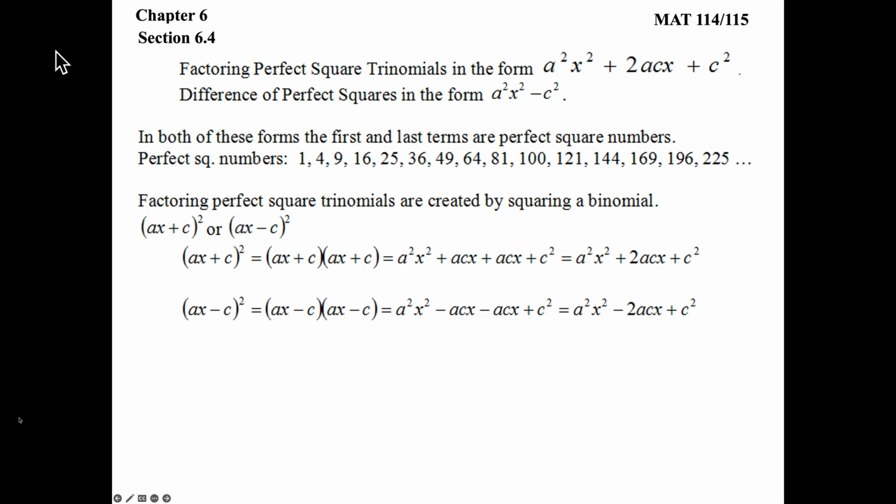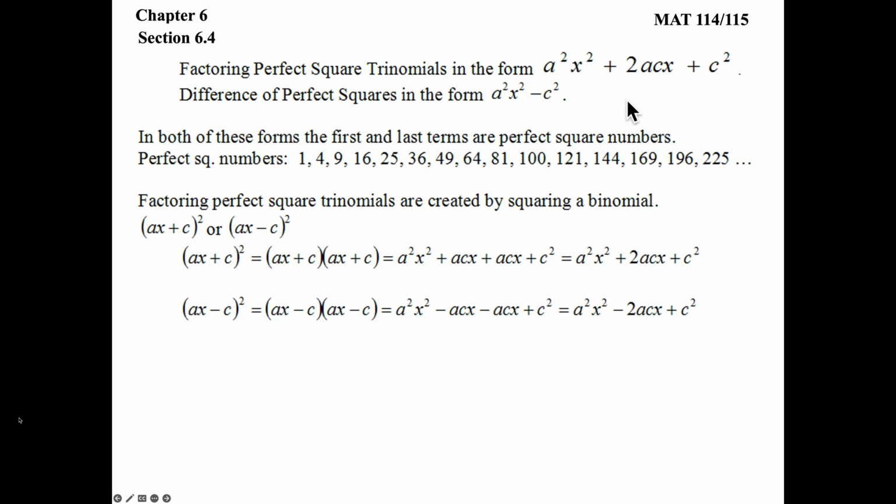Section 6.4, we're going to look at three special techniques. The first two here are dealing with perfect squares. We're going to look at perfect square trinomials. These are three terms where the first term is a perfect square and the last term is a perfect square. And your middle term is made up of multiplying the a and the c together and doubling it. Difference of perfect squares, we'll look at that in the next video.